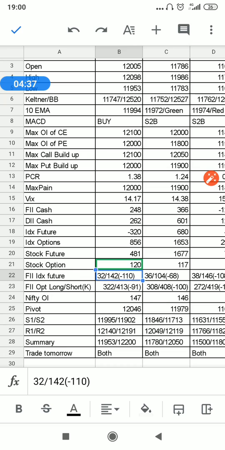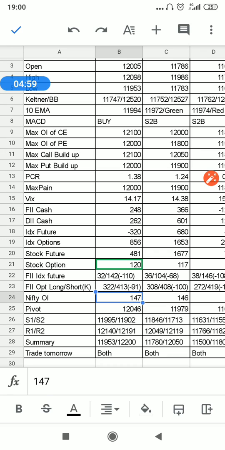Index future till yesterday they were 68,000 contracts short. Now they are 110,000 contracts short. So FIIs have increased their short position in the index. Okay, FII long short through option, they were 100,000 contracts. Now they are 91,000 contracts. So that way the short position has not increased.